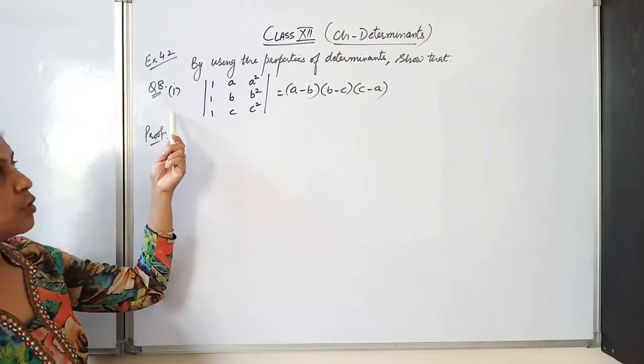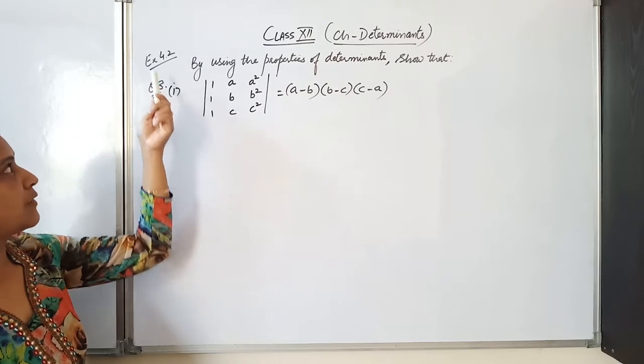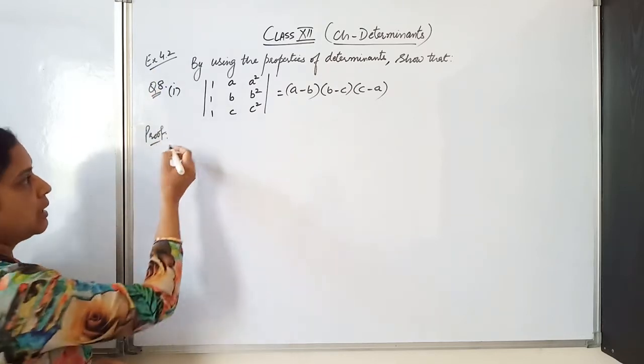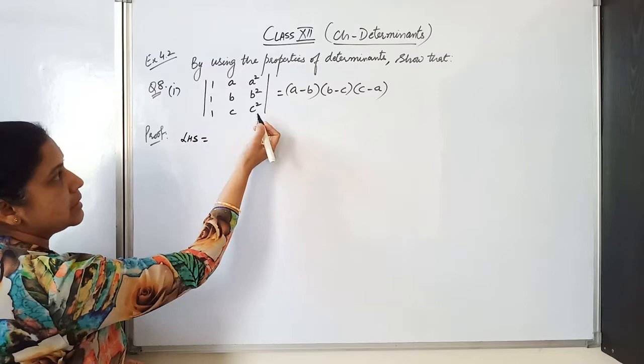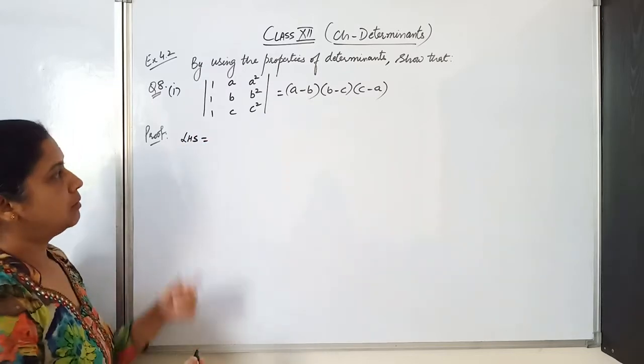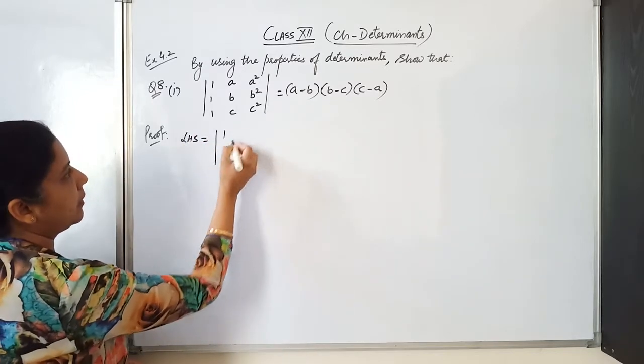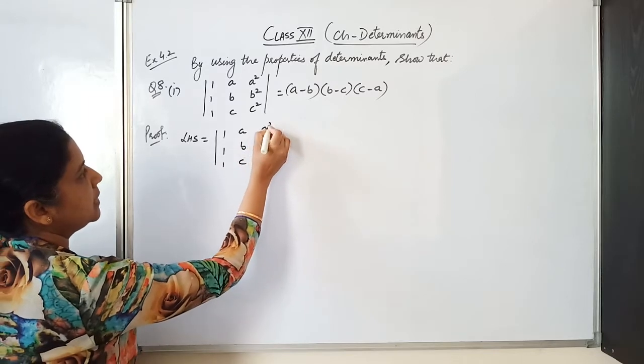Let's start doing some more questions. I have taken up question number 8 of exercise 4.2, first part. We have to prove that this whole determinant takes up this value. Let's start with LHS. Note down the elements very carefully.